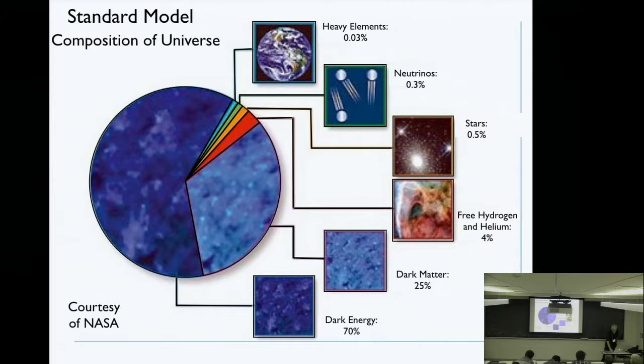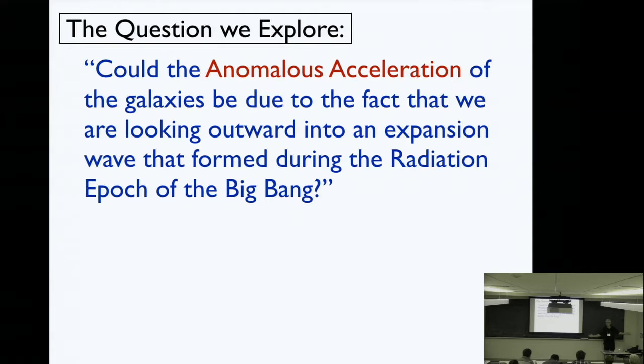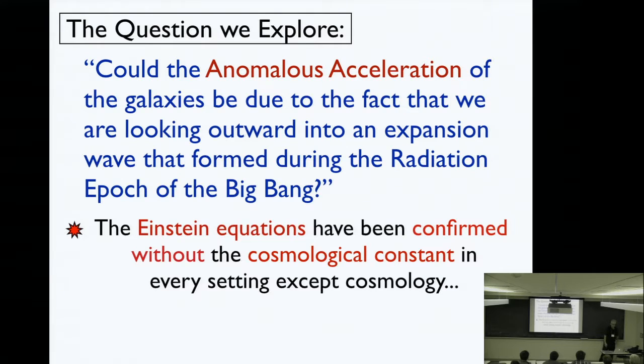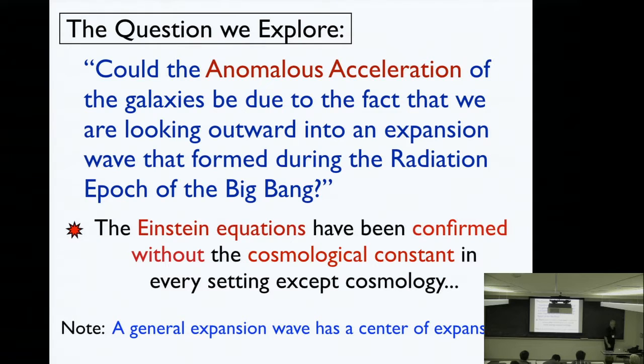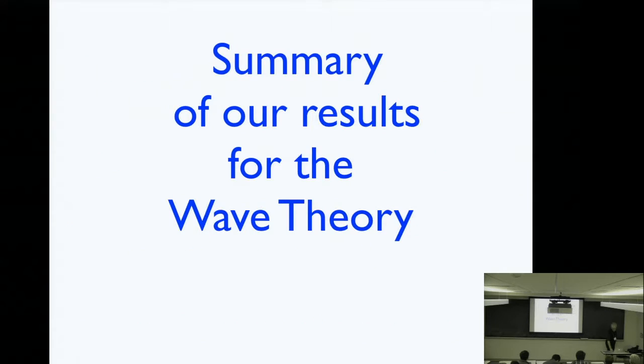And here's the website from a while back, 70% dark energy on the NASA website. That's the composition of the universe. Okay, so that's where we are. So we asked, maybe we're right, maybe we're wrong, we're allowed to ask this question, and we did. Could the anomalous acceleration of the galaxies be due to the fact that we're looking outward into an expansion wave that formed during the radiation epoch of the Big Bang? The Einstein equations have been confirmed in every setting except cosmology without the need for that constant, but an expansion wave typically has a center. So here's a summary of the results.